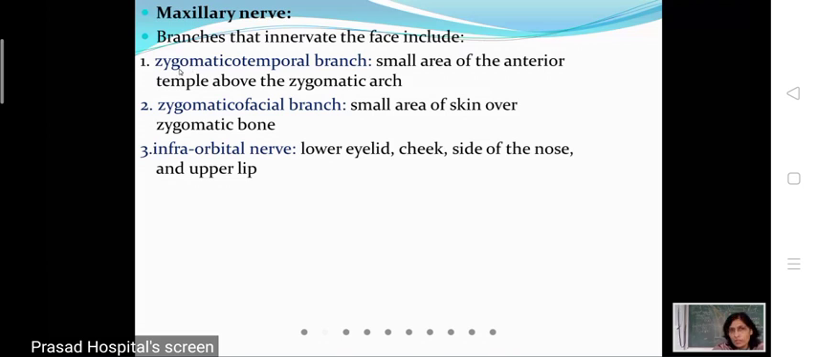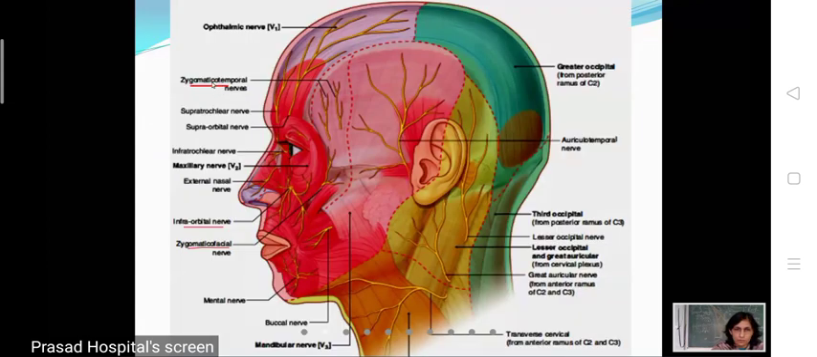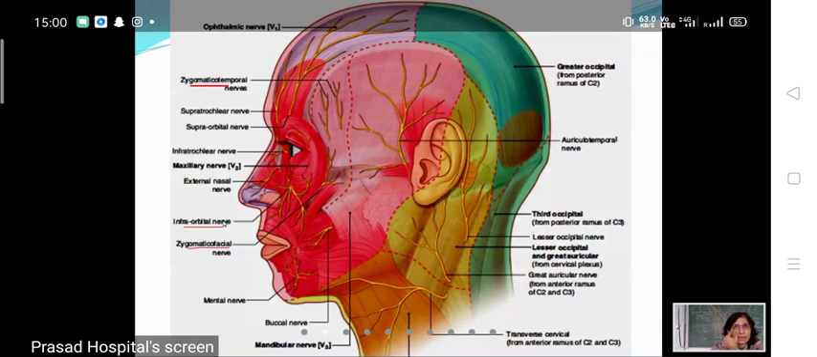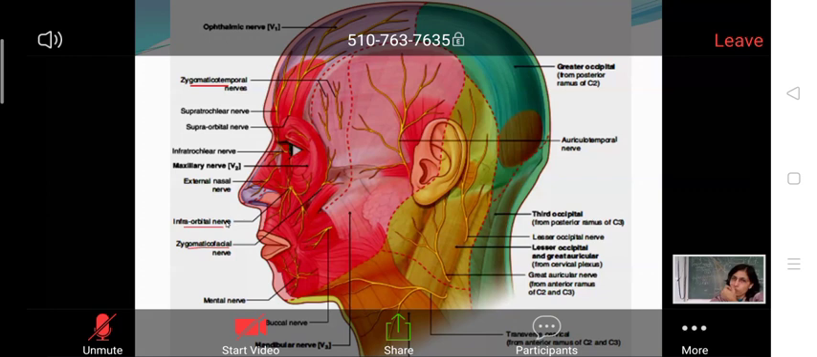Nerves are seen in the face. All are sensory branches: zygomatico-temporal nerve, zygomatico-facial nerve, and infraorbital nerve. Here you can see the underlying nerves, which are the branches of the maxillary nerve. First, the infraorbital nerve. This infraorbital nerve will emerge into the face through the infraorbital foramen, and then it will supply the lower eyelid, cheek, side of the nose, and the upper lip.